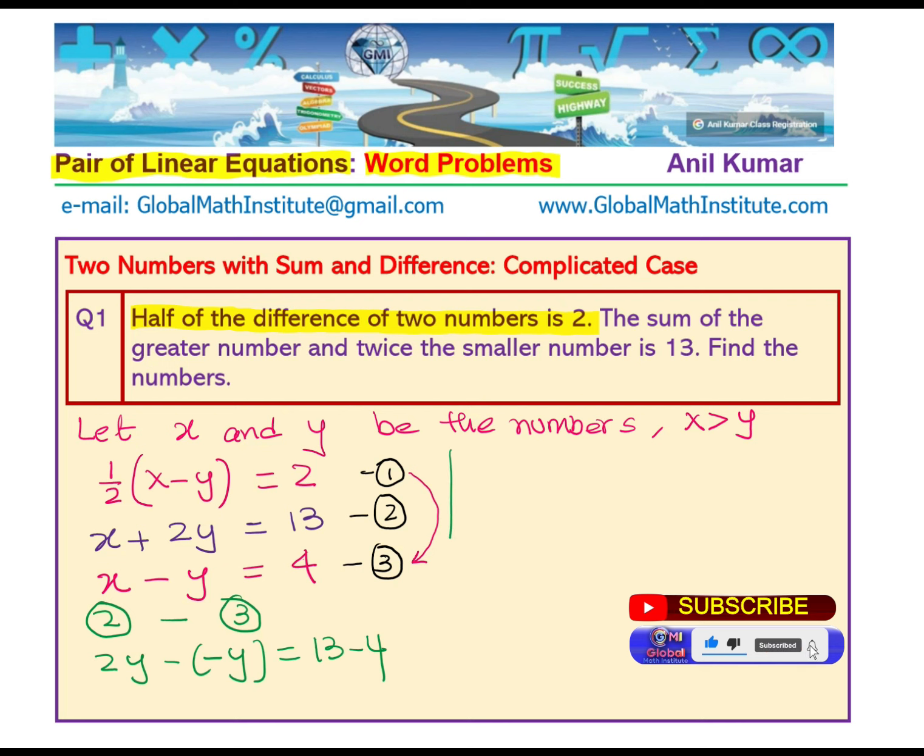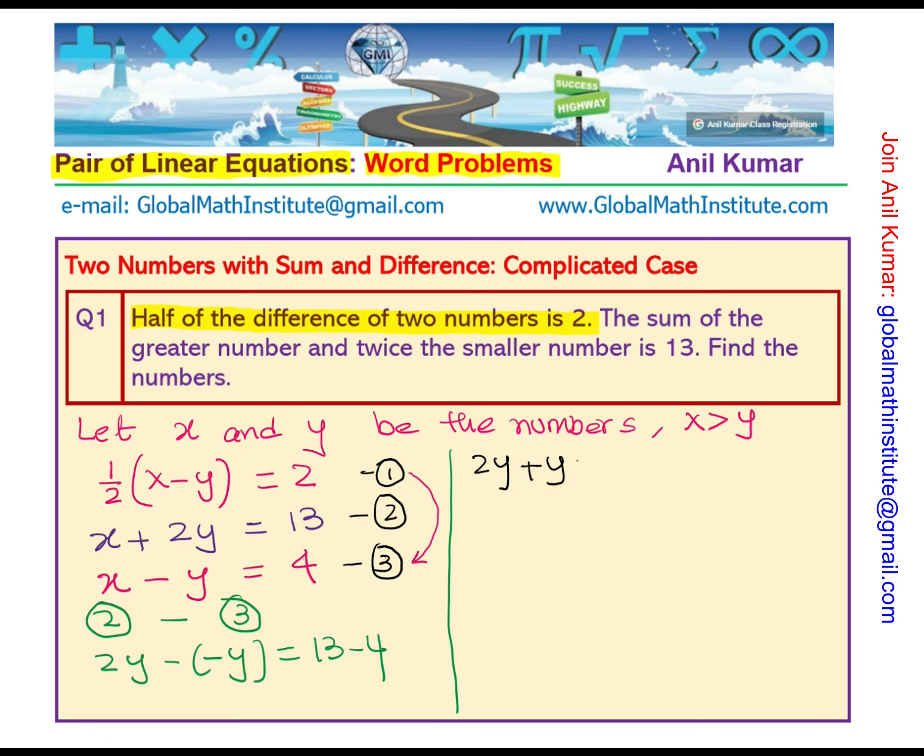So from here, we can find the value of y. So basically, let me rewrite this as 2y minus and minus becomes plus. And 13 minus 4 is 9. So we get 3y equals to 9, y equals to 9 over 3, which is 3. So we have solution for y, which is a smaller number, right?